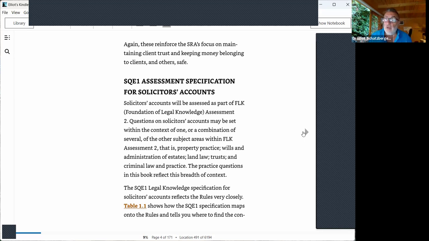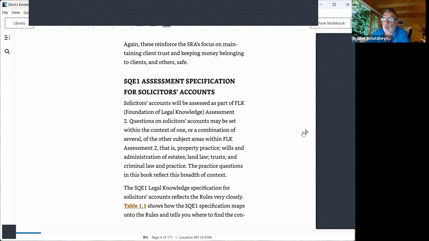So it might be a scenario that basically tells you Julia has left a will. In her will, she leaves a property. The personal representative is Charlotte. Charlotte now needs advice on what is going to happen to the money from the property that Julia has now sold, or through probate has sold. So it's those kinds of questions. And how are they logged in terms of your solicitor's accounts?